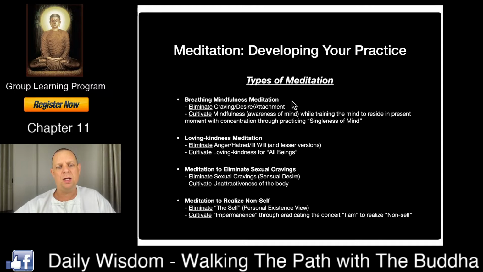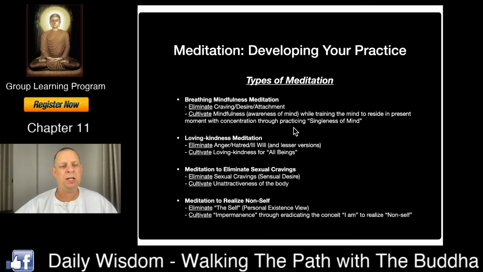So here what I've done is I've not only listed the type of meditation, but I've listed the unwholesome qualities that you're eliminating and the wholesome qualities that you're cultivating, because each one of these meditations is a tool or technique that's targeting a certain pollution in the mind. So the core thing that the Buddha is teaching you to eliminate is this craving, desire, attachment, because that's what's causing the discontentedness. So this breathing mindfulness meditation is training your mind to eliminate craving, desire, attachment. That's the unwholesome quality that you're eliminating. The wholesome quality that you're cultivating is mindfulness or awareness of mind, while training the mind to reside in the present moment with concentration or singleness of mind. So you're cultivating the wholesome qualities of mindfulness or awareness of mind and concentration.